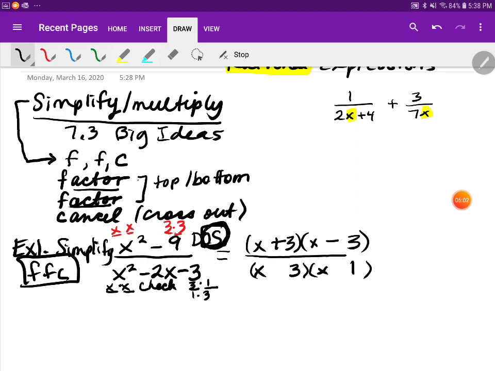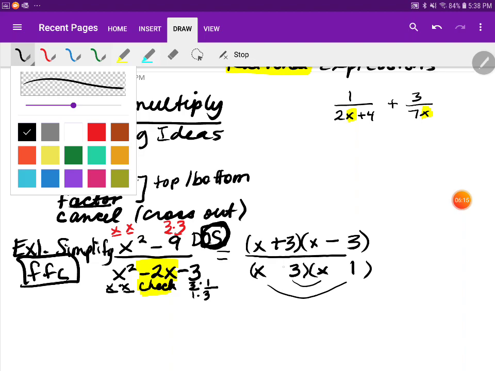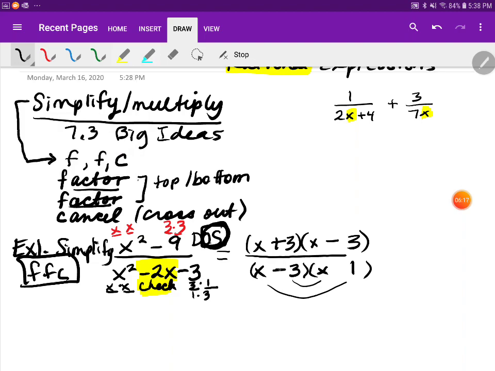And then the check means that I have to get this middle term using these numbers. So 3x and 1x somehow have to get negative 2x. So I'm going to choose the sign. So I'm going to pick the minus in front of the 3, and then I need a plus for the 1.